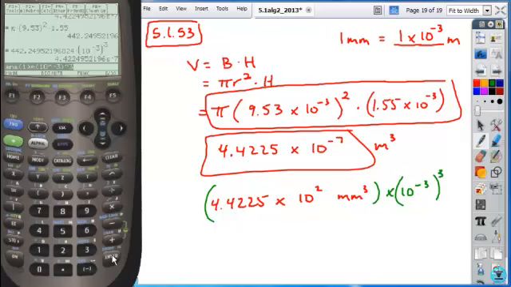But you have to keep in mind that when you convert out, it has to be this conversion for each dimension. So you can't just multiply by 10 to the negative 3. You have to cube it for each dimension. Why do you cube it again?